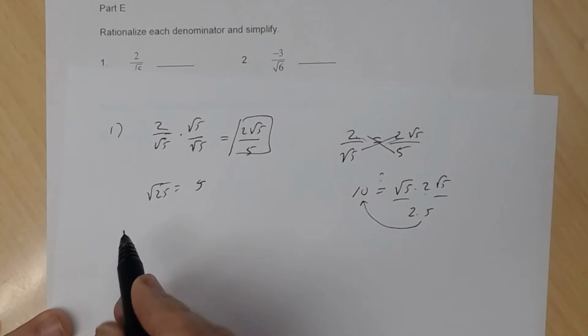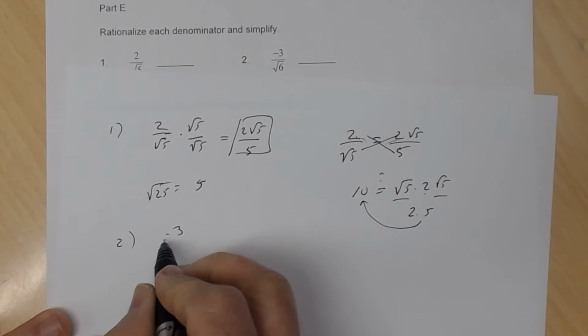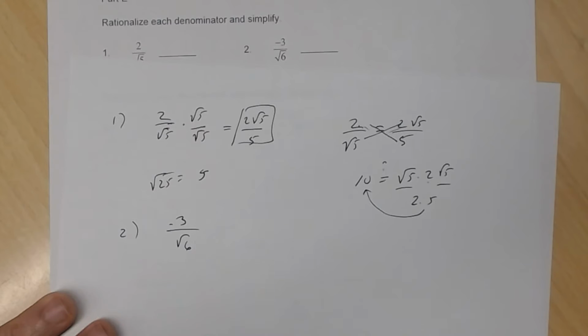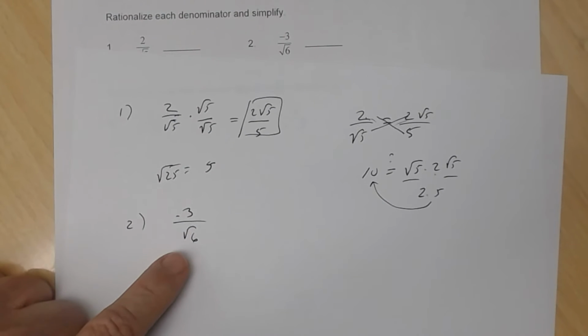All right, now number 2. Same idea with number 2. You have negative 3 divided by the square root of 6. So notice I have one term in the denominator. One term. It's irrational right now.